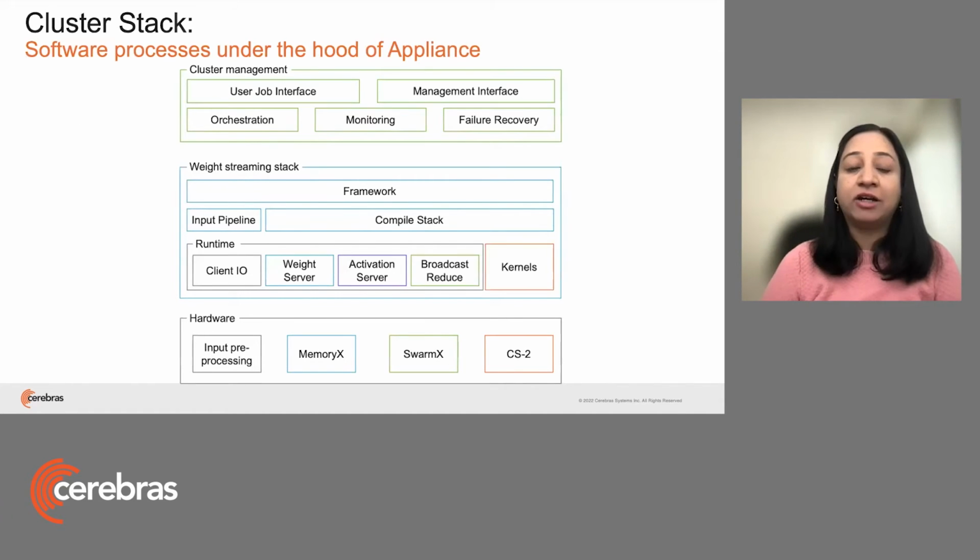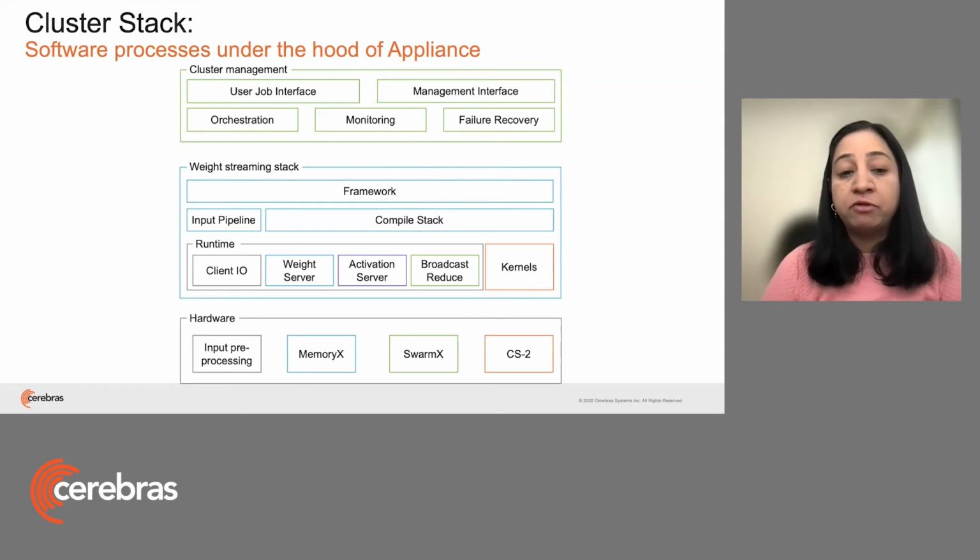But just to give you an idea of how complex all this appliance software is, I think this one slide captures all the software processes under the hood of the appliance, which is completely hidden from ML users. From a hardware perspective, like we have spoken extensively now, it has multiple different components from pre-processing servers to MemoryX, SwarmX, and the actual CS2s. But when it comes to the actual software processing, we have our weight streaming stack, where you have the framework layer of handling TensorFlow, PyTorch, their different libraries, APIs, and different modes and all that.